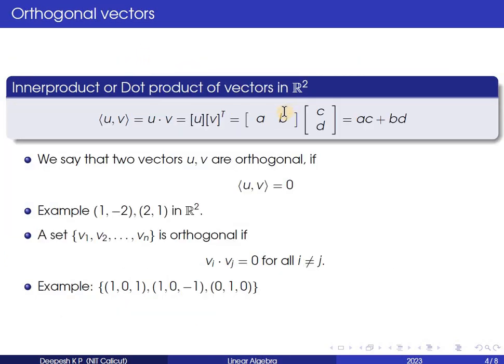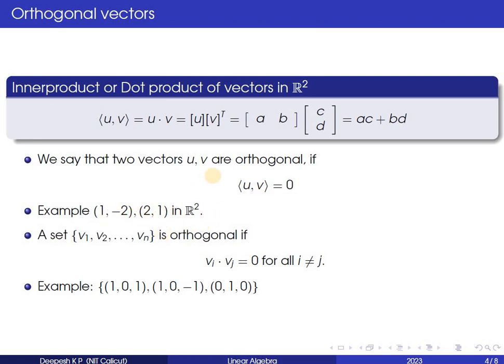Now, for two-dimensional vectors, we know that two vectors are perpendicular if the dot product of the vectors is equal to 0. So that has been extended to the case of an inner product space, and we define two vectors u and v to be orthogonal if the inner product of these two vectors is equal to 0. For example, in R2, we say that the vectors (1, -2) and (2, 1) are orthogonal because the inner product between them is 0, since 1 into 2 plus -2 into 1 is equal to 0.